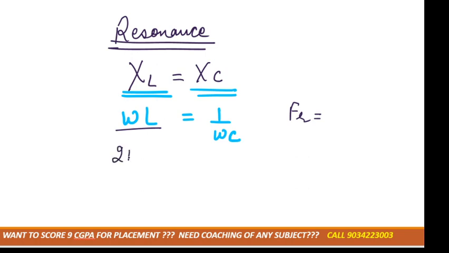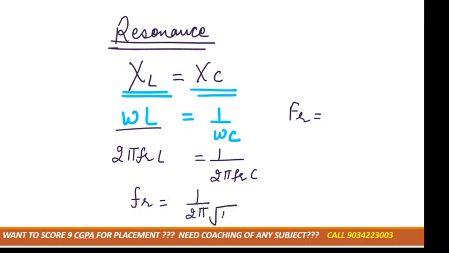So what is the omega L formula? That is 2 pi FR L, where FR means the resonant frequency, right? And 1 by omega C means 1 by 2 pi FR C. So tell me, from this equation can we get the value of FR? After solving it, what value do we get for FR? FR is equal to 1 by 2 pi root LC. You have to learn this formula. This is basically the resonant frequency in case of resonance.